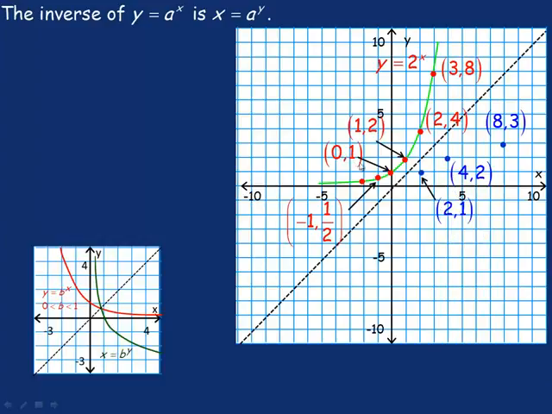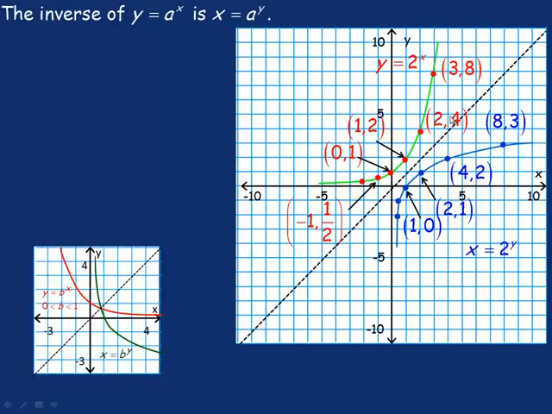And so if we take these ordered pairs, 0, 1 would be 1, 0 right here. And the point negative 1, a half would become 1 half, negative 1. So over 1 half, down 1, so that point right there. And then we could plot this other one as well. And so we draw a smooth curve between them, and that's what the inverse of y equals 2 to the x looks like.